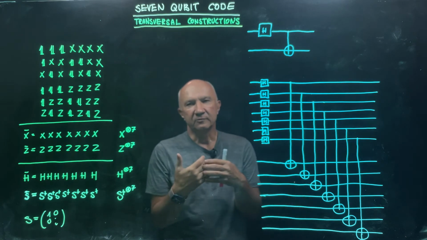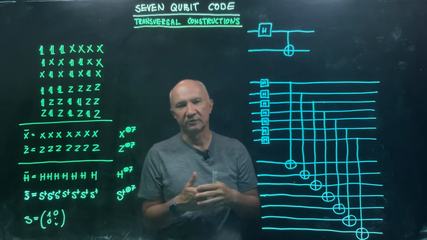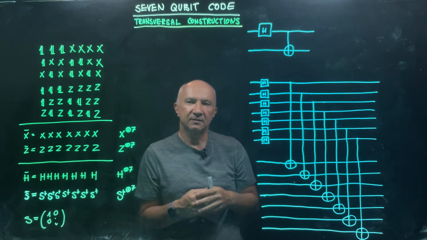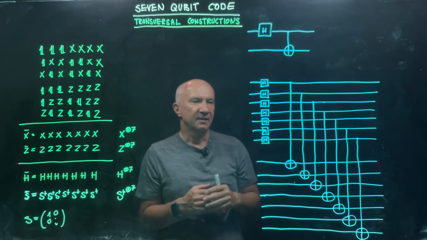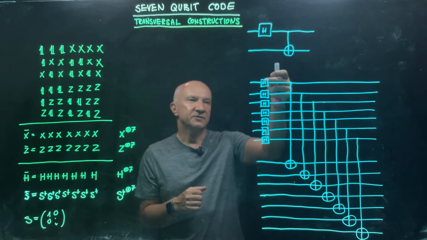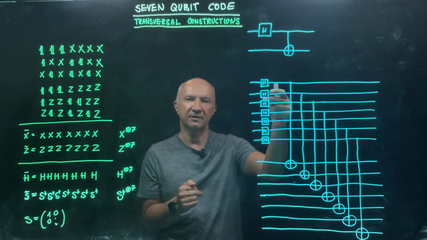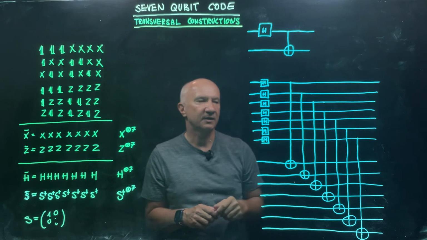So now we want to implement both the Hadamard and controlled-NOT on the encoded qubits. So we do it in such a way that we don't leave the code space, really. So in this case, we just apply, using this rule here, the Hadamard gate to every single qubit in the first code block.